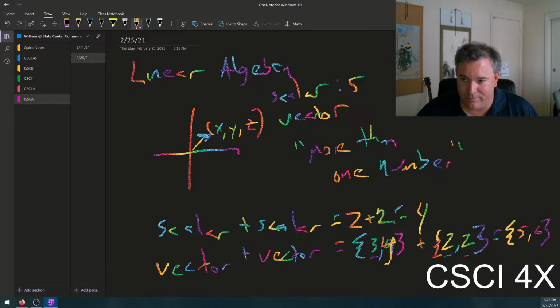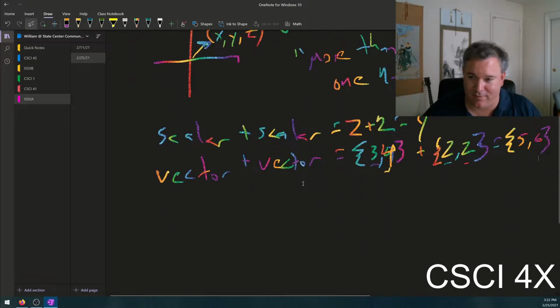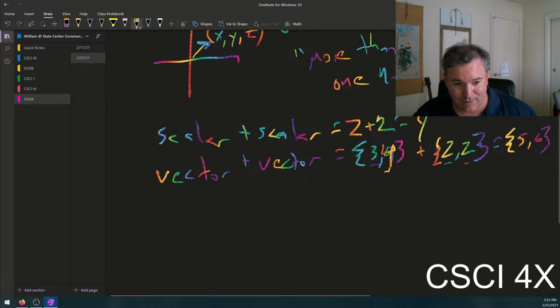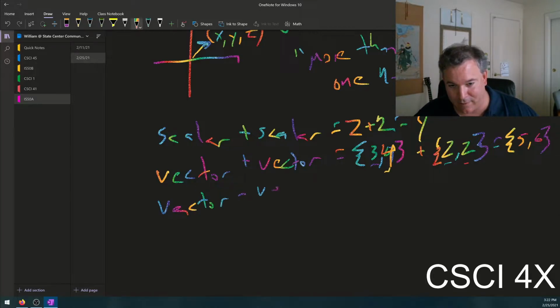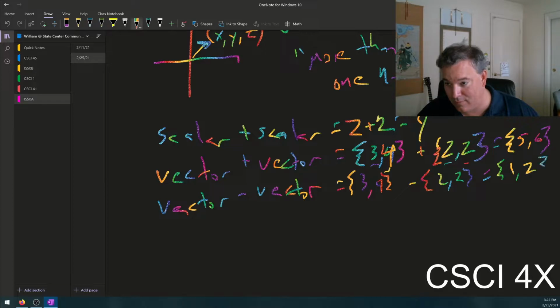You guys cool? Vector arithmetic. Okay. Now let's get to something really hard. This is called vector subtraction. All right, so a vector minus a vector. So 3, 4 minus 2, 2 is equal to 1, 2.